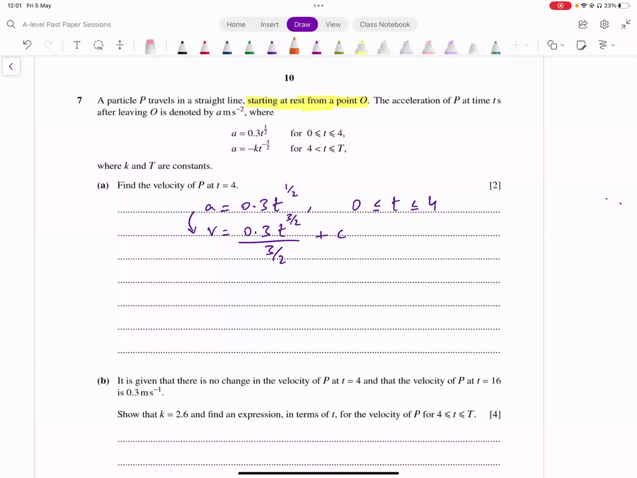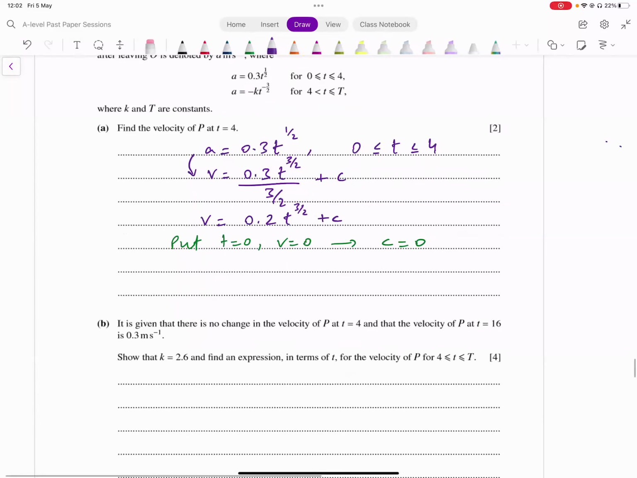We are given that it starts from rest at point O. So initially its velocity is zero. When the initial velocity is zero, at time equal to zero the velocity is zero. Let's simplify this. First of all, 2 will go to the numerator and it will become 0.6/3. Evaluate this: 0.6/3 is going to be 0.2. So we have 0.2 into t raised to power 3/2 plus c. Input that point, t equal 0 and v equal 0, and you get c equal 0. It is important to show this; don't just ignore c. You have to write that the value of c comes to 0, okay?